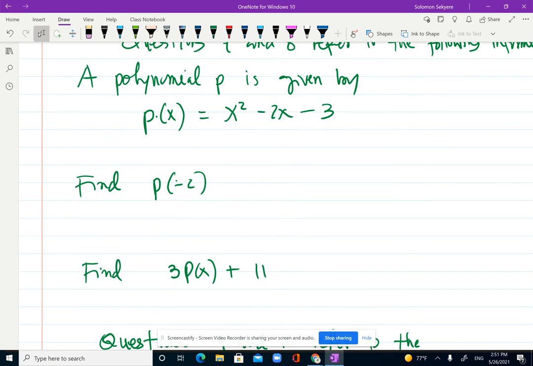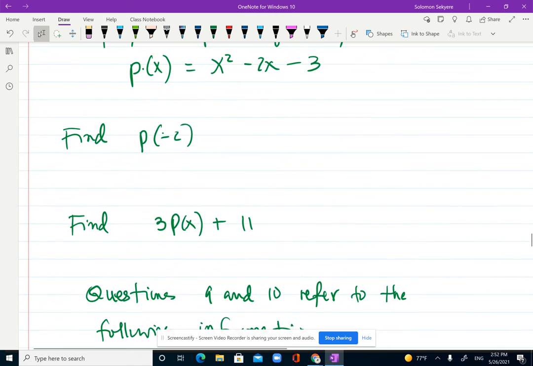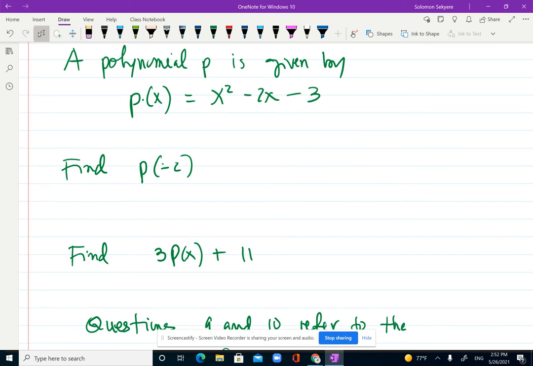Okay, I have another one here. This is a polynomial p of x equals x squared minus 2x minus 3. Say find p of negative 2. Okay, find p of negative 2. How do you do that?